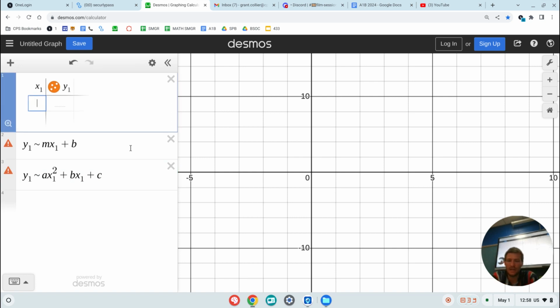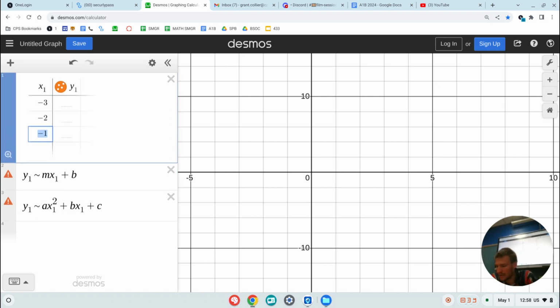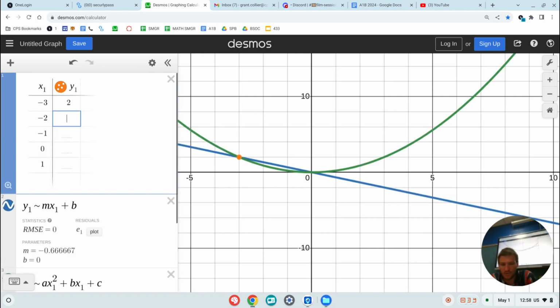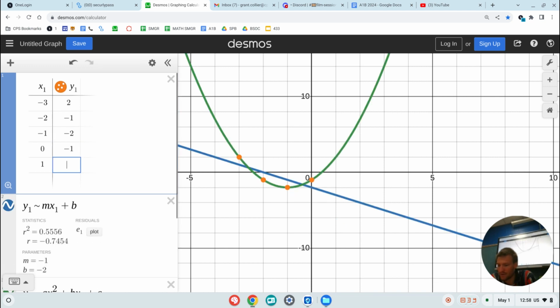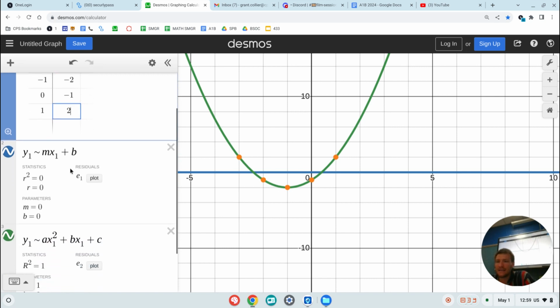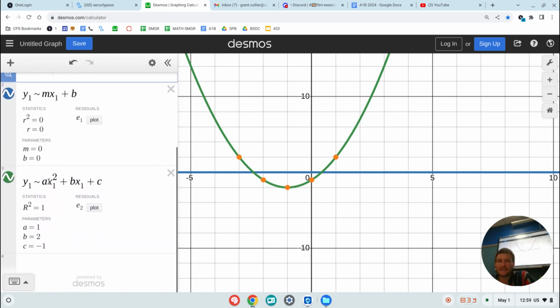So let's do number 2. x values -3, -2, -1, 0, 1. And the y values of 2, -1, -2, -1, 2. Okay? Now, because we left these in here, it's going to try to make us a line, and it's going to try to make us a curve. Now, we know for sure the curve is perfect. Look at this nice curve going through all the dots. I like my curve. It has a confidence of 100%.